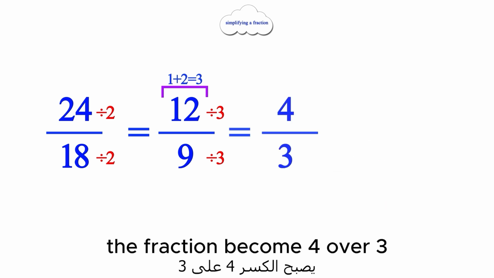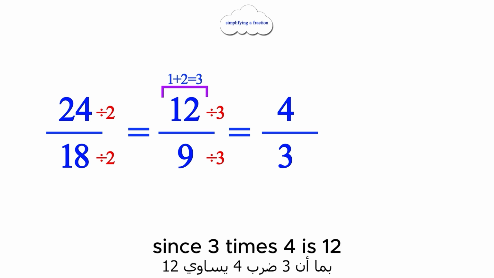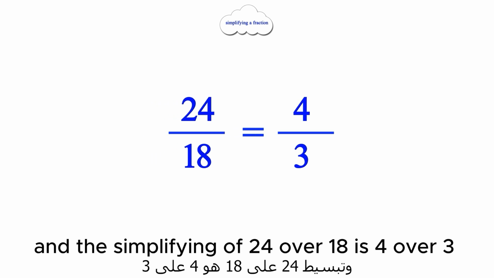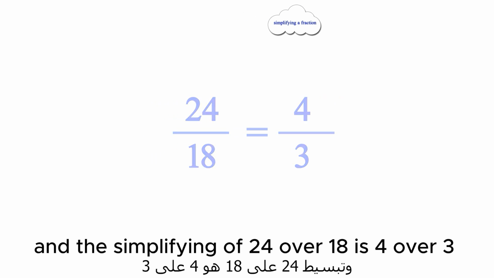The fraction becomes 4 over 3, since 3 times 4 is 12. There are no common divisors between 3 and 4, so stop here. And the simplification of 24 over 18 is 4 over 3.